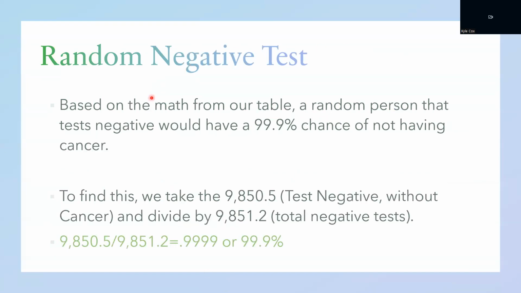And similarly, we would do this for a person that randomly got a negative test. They would have a 99.9% chance of not having cancer. We did that by taking the 9850.5, those that tested negative without cancer, dividing that by 9851.2, which were the total negative tests. When you do the math, it comes up to 0.999 and then some, so 99.9% rounded up.